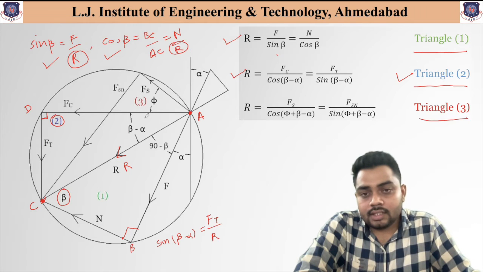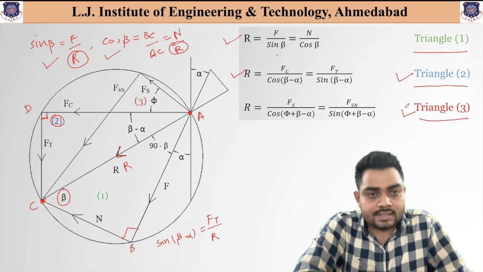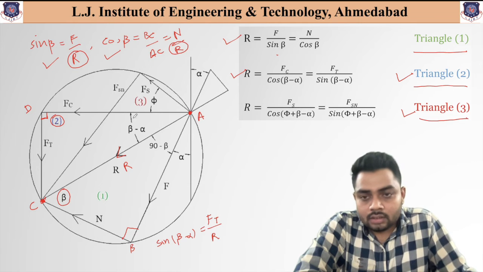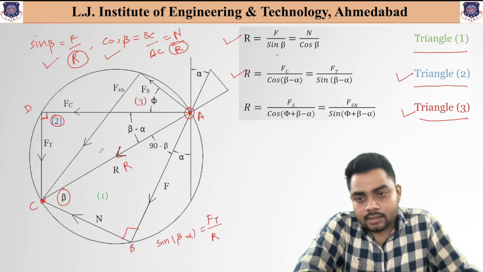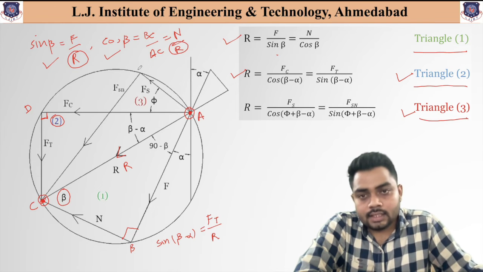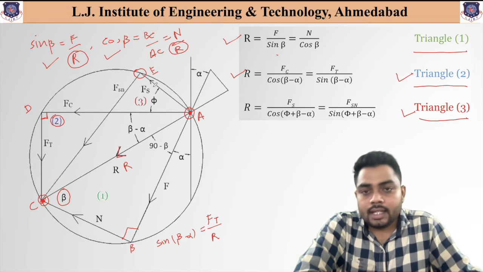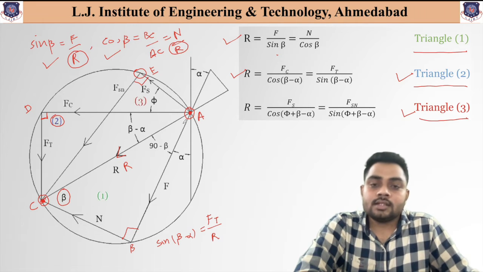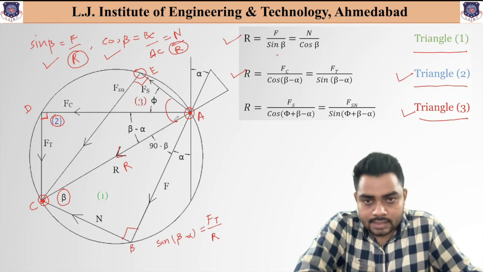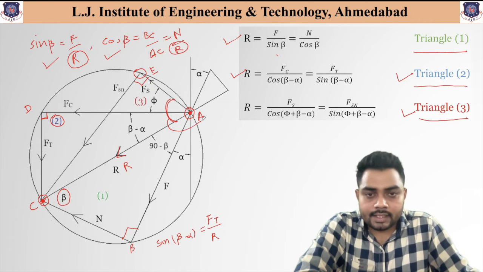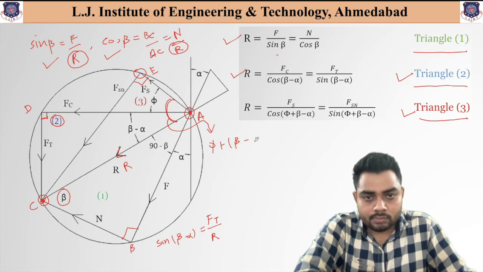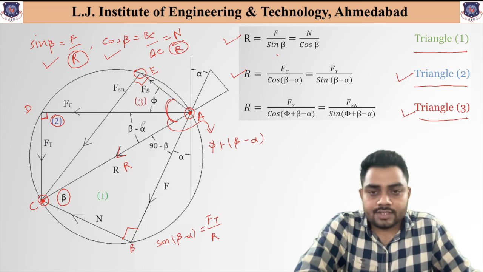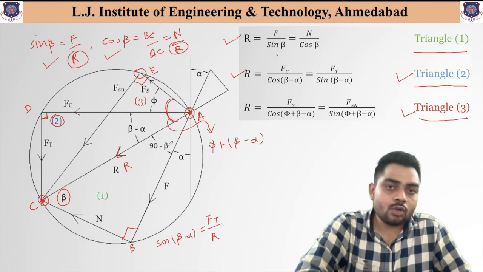And similarly, for the third triangle, consider the triangle A, C, and let us indicate this point as E. So for the triangle AEC, the point E indicates the right angle. Now what will be the angle here? This entire angle is nothing but phi plus beta minus alpha, right? So for this phi plus beta minus alpha, similarly we will use the cos and sine rules.